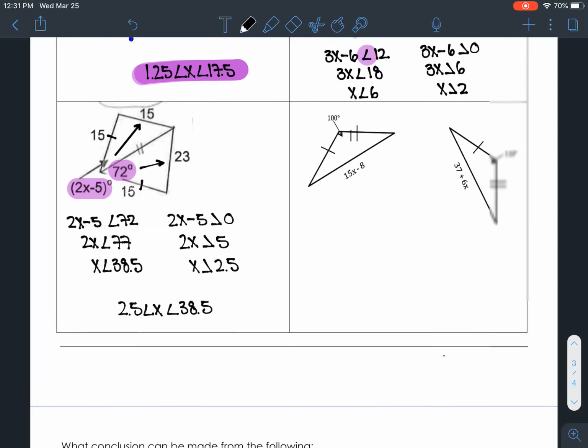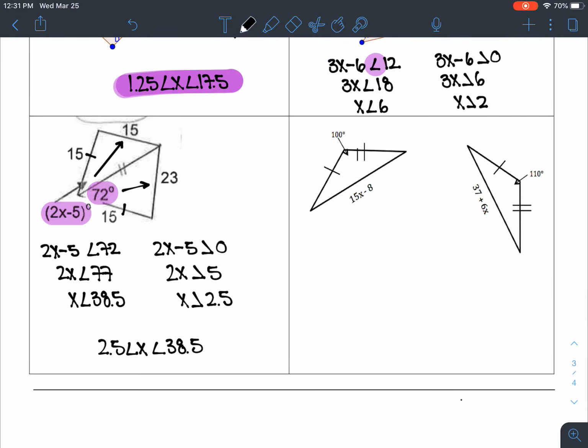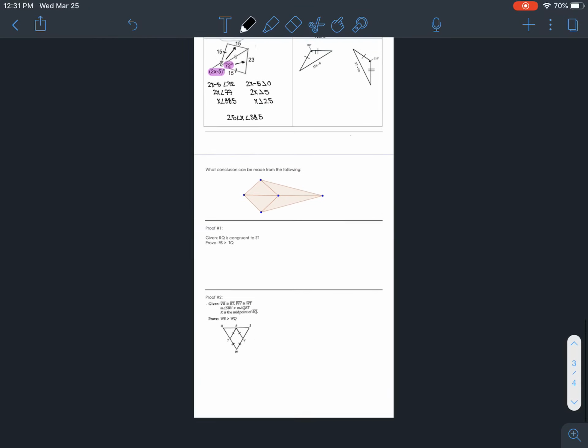Once again, guys, I'm going to stop there for time purposes, and then we're going to come back. We're going to do one more example, and then we'll see where that takes us.